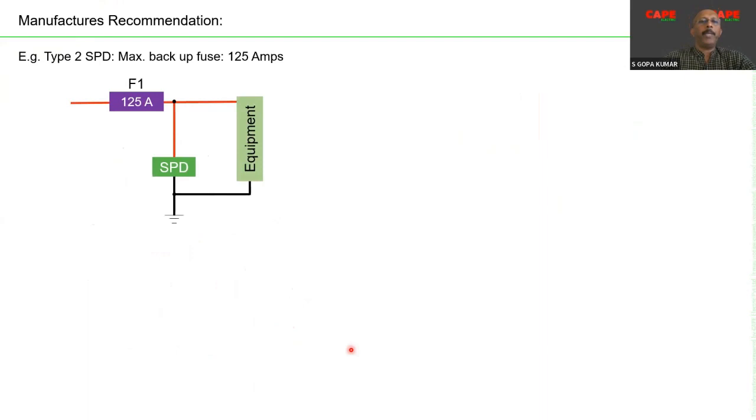Now I am showing a picture. Here on the line, there is a 125 amps fuse. Let us imagine the manufacturer told that the SPD, a type 2 SPD, has a maximum backup fuse of 125 amps. And so normally we say that an SPD doesn't require a backup fuse if the line current is up to 125.